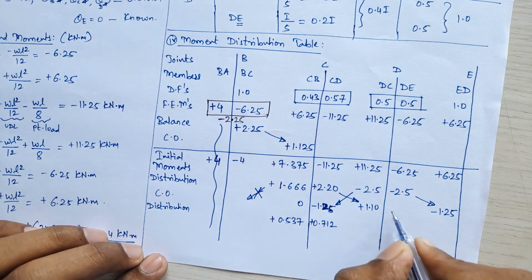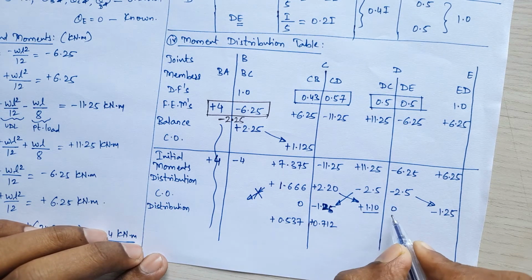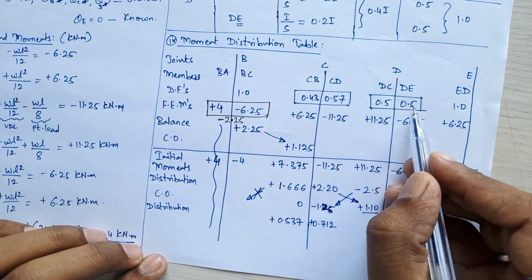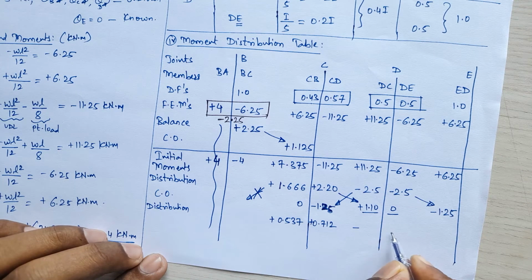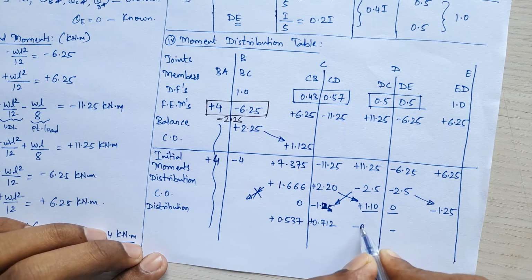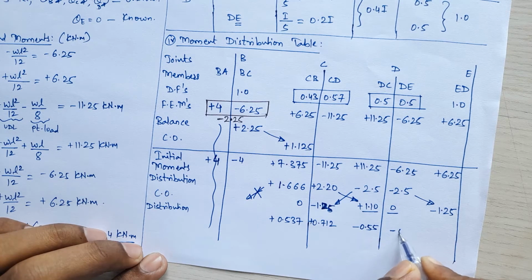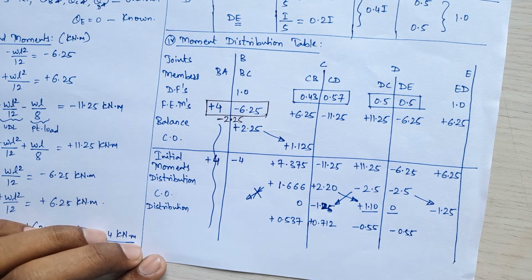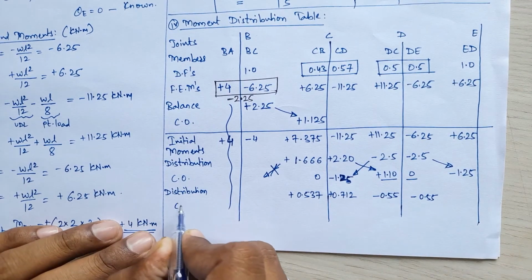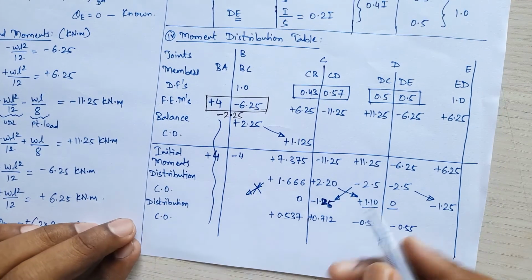Same way here you have 0, so 1.1 and this 0 summation will be plus 1.1 into 0.5 and 0.5. So this distribution will now be negative in nature, so that comes equal to 0.55 and again 0.55. Getting this? After this you have to do what? Again the carryover moment. The same cycle you have to repeat.